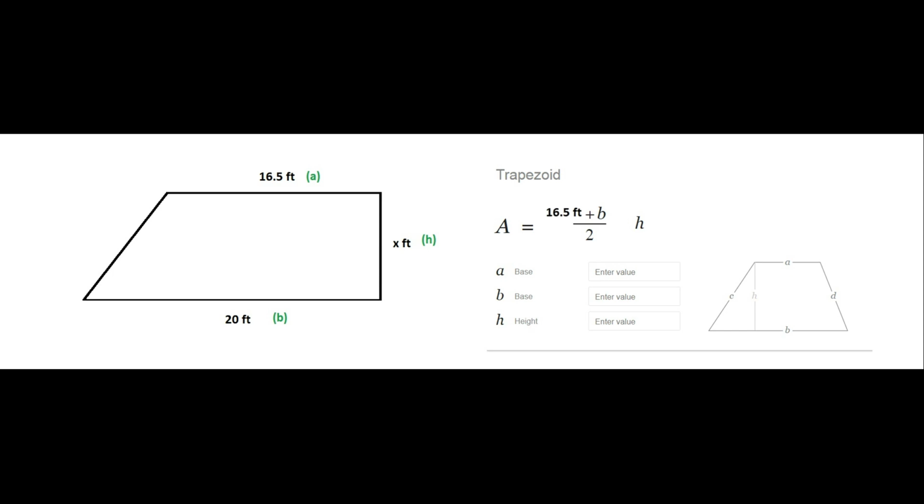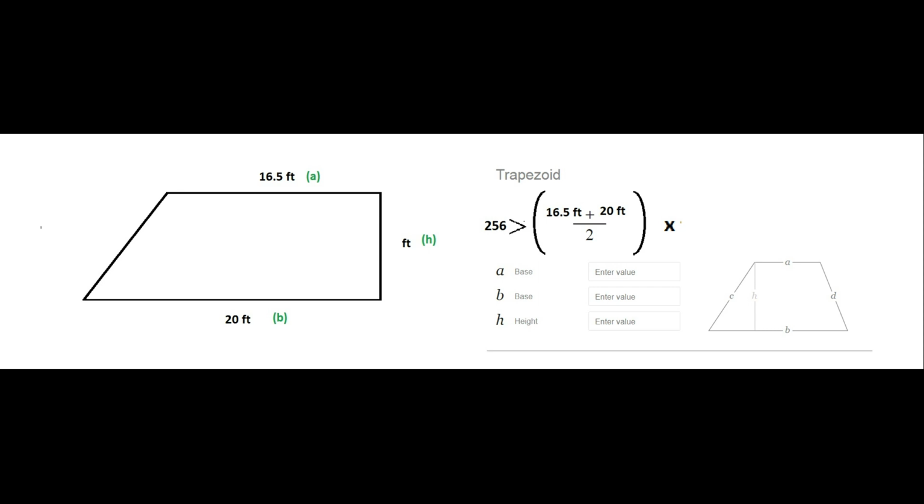So let's replace some stuff. A is 16.5 feet, B is 20 feet, and 16.5 plus 20 divided by 2 times x, because that is going to be our height. And once we put all that together, where does that 256 come in? Well, we know that the area has to be less than 256. So first, let's get rid of that equal sign.